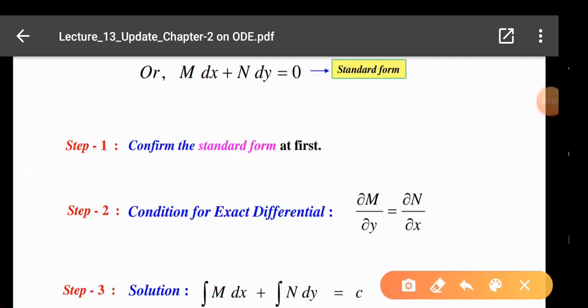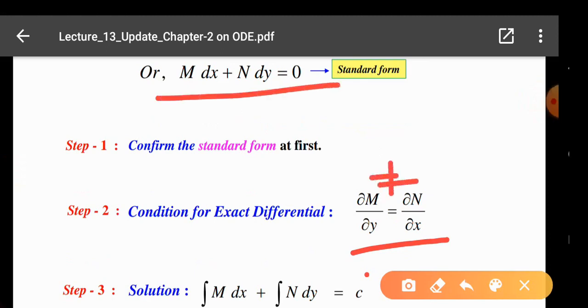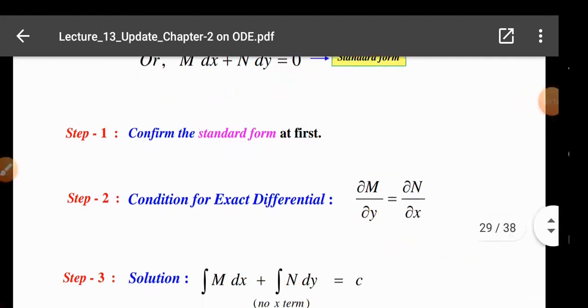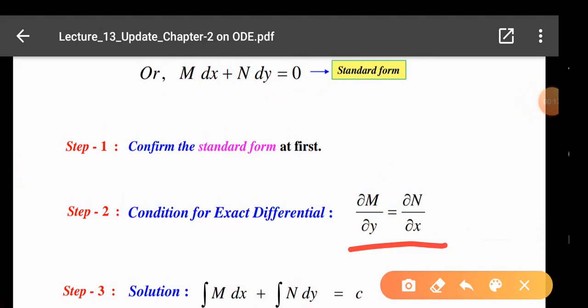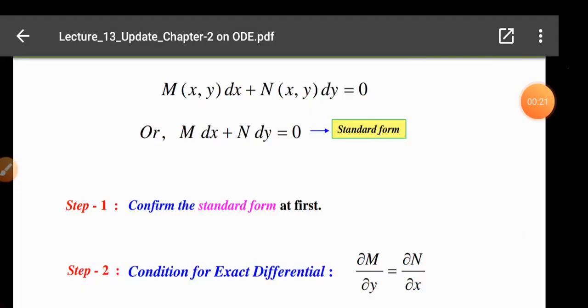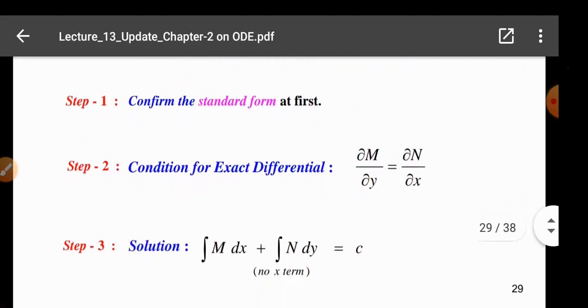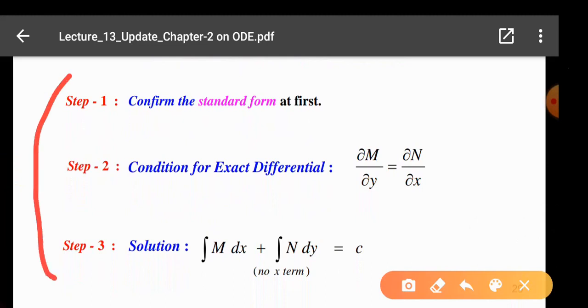Suppose for some problems ∂M/∂y is not equal to ∂N/∂x, then this differential equation will not be exact. That means a differential equation will be exact if it follows this property. So this is how we can recognize whether M dx + N dy = 0, that means a first order differential equation, is exact or not. So now we need to target the solution. For this again 3 steps will be followed.